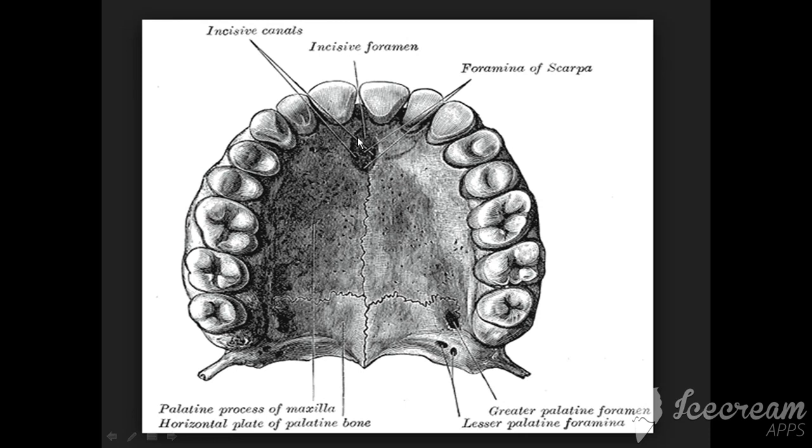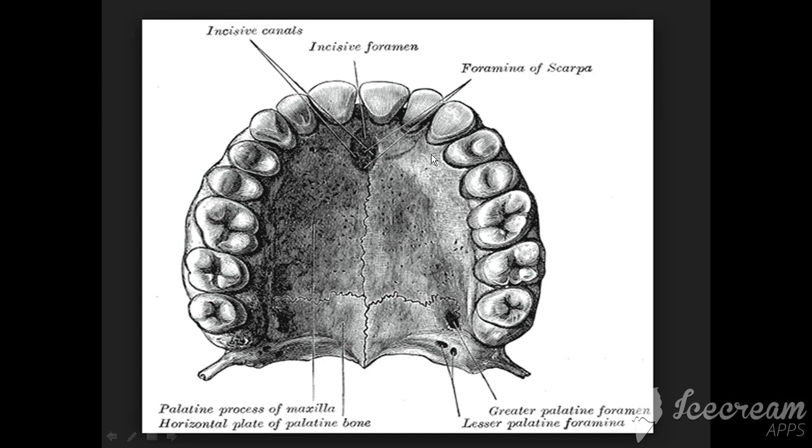The first structure we're going to study is the incisive foramen. Basically, this is the incisive foramen, which has four main hole-like structures. Two of these are called incisive canal, and these two are called foramina of Scarpa. So the incisive foramen has four structures: two holes are called incisive canal, and two holes are called foramina of Scarpa.